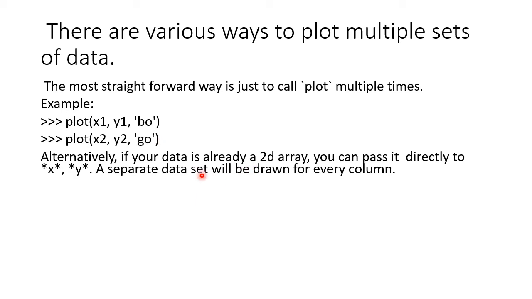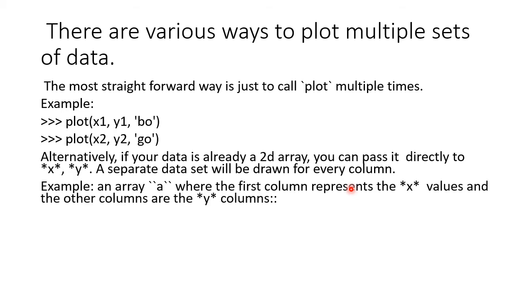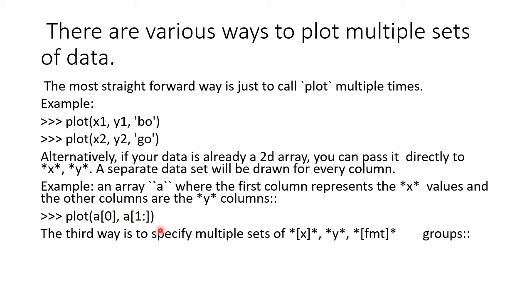Alternately, you can have a 2-dimensional array. You can pass it directly to x and y. A separate data set will be drawn for every column. Example, you can have an array A where the first column represents x data and the other columns are y columns. Then you can plot something like this: plot a of 0, comma a of 1 colon. A of 0 means the first column and a of 1 onwards the remaining columns. Then you can have multiple plots.